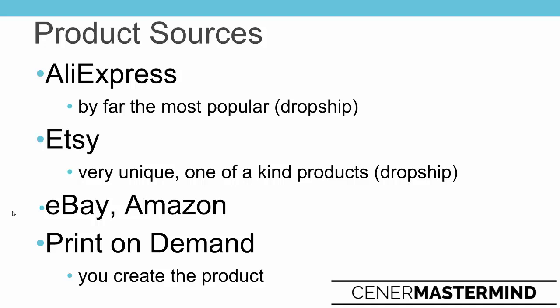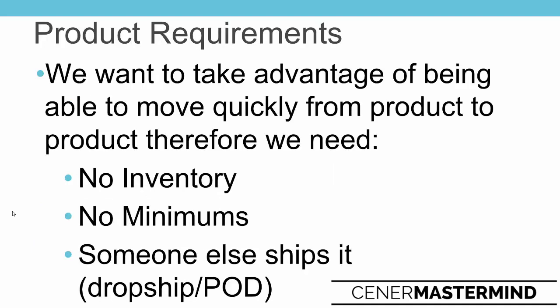Etsy, very unique, one-of-a-kind products, also drop shipping. In fact, any online store can technically be a drop ship source, because think about what you're doing. Let's look at the requirements again. No inventory. Let's think of the most traditional sites like Amazon, or even Target or Walmart. Let's say you find something on there that you want to drop ship. Well, you don't need to have any inventory because you're just buying it directly from them and shipping it to the customer. There's no minimums because you could just go on the store and buy one. And someone else ships it, obviously Target or Walmart or whatever is shipping the product.